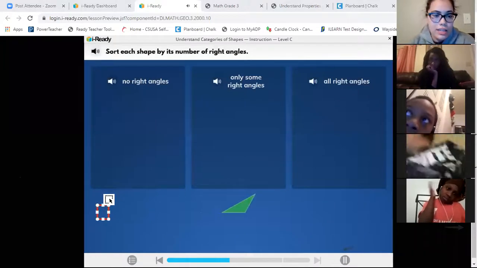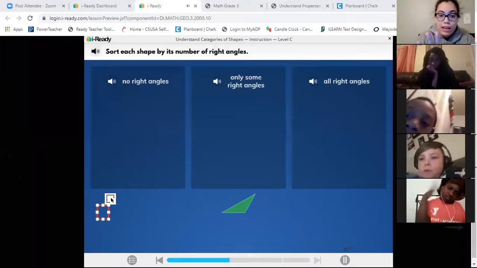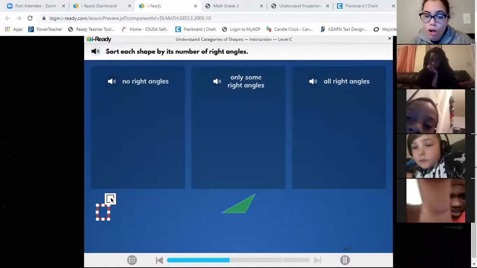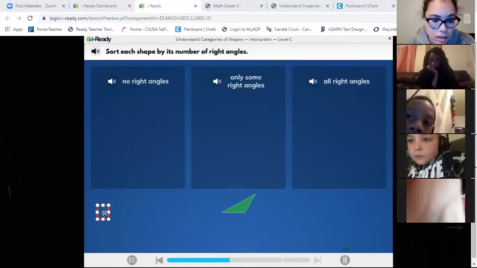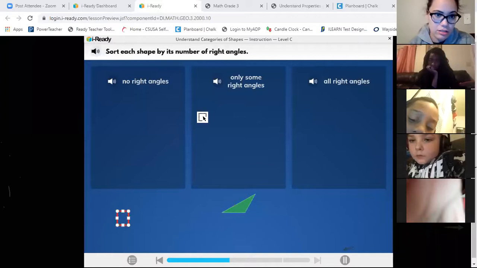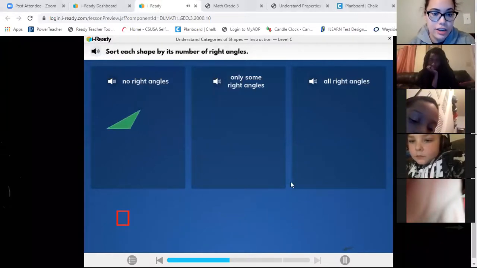So now we need to say, does this shape have no right angles? Does it only have some right angles, or does it have all right angles? Okay, so if I were to take this and put it here, none of these look like right angles. So this is going to go over here into no right angles.